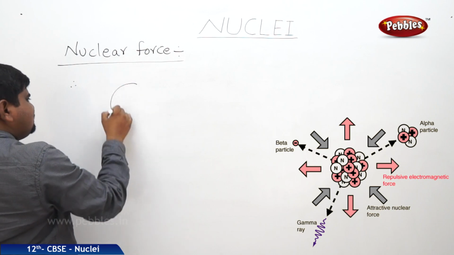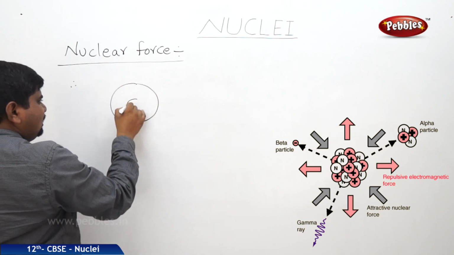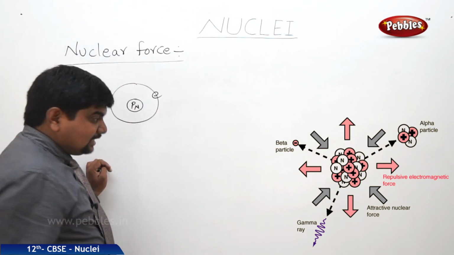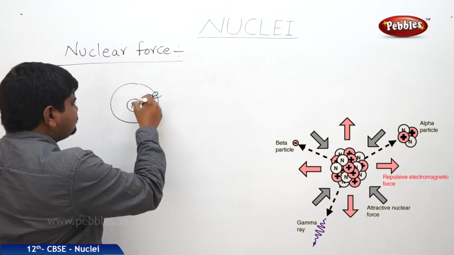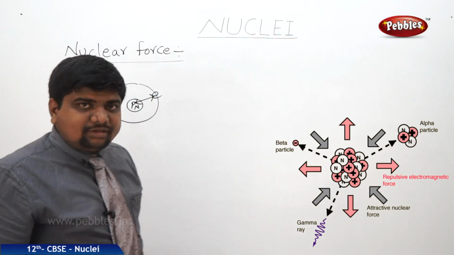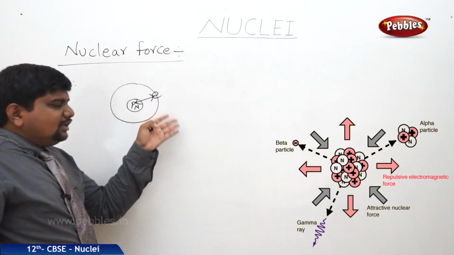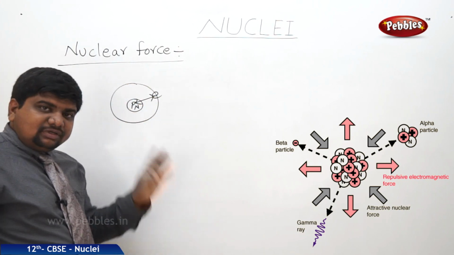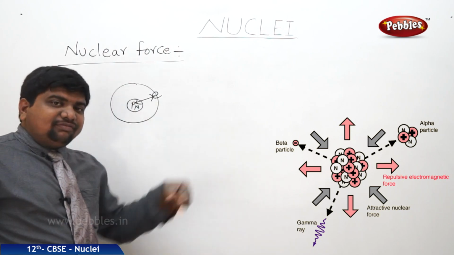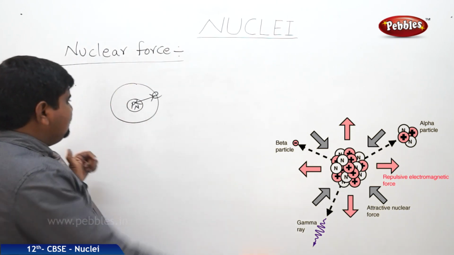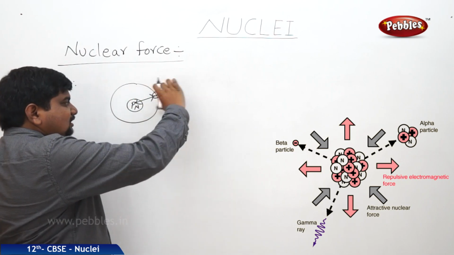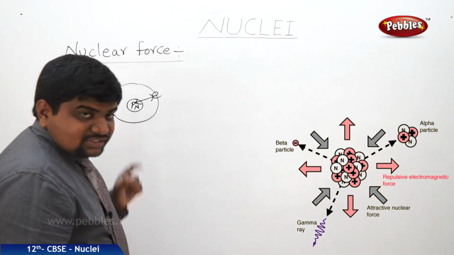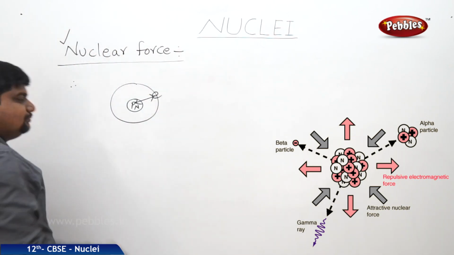If you see any atomic structure, protons and neutrons are placed inside the nucleus, and electrons revolve around the nucleus. There is an electrostatic force of attraction between the proton and electron. Still, the electron does not spiral into the nucleus. What is the reason? There is another force which overcomes the attraction between these two oppositely charged particles. This force is called nuclear force.